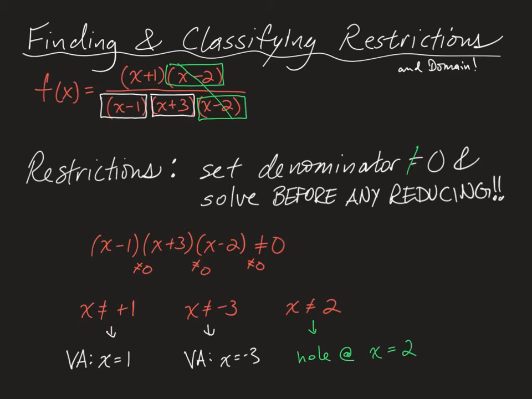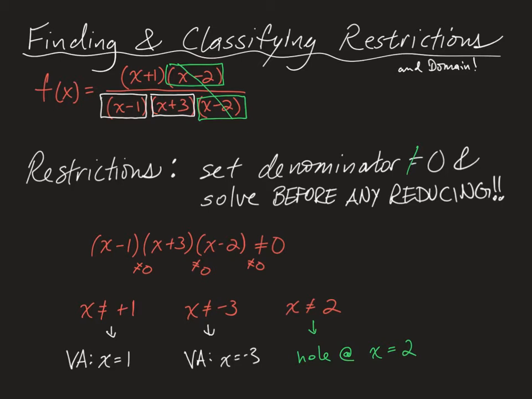So the short story of it is, if there is a factor that cancels with one in the denominator, that produces a hole in the graph. If the factor in the denominator does not cancel, that creates a vertical asymptote. Okay, so let's take a look at the domain here real quick.